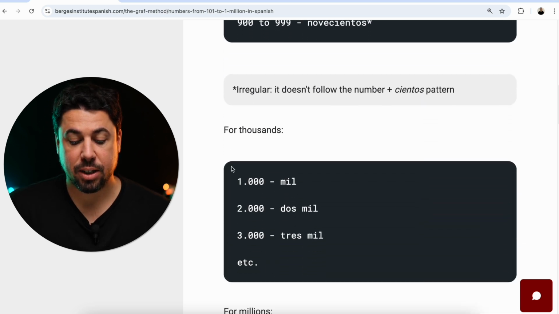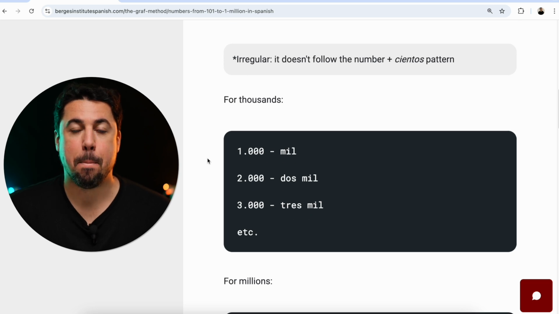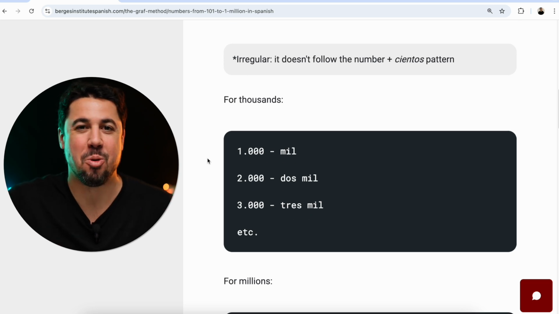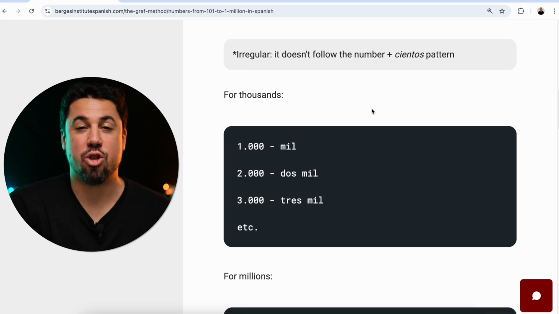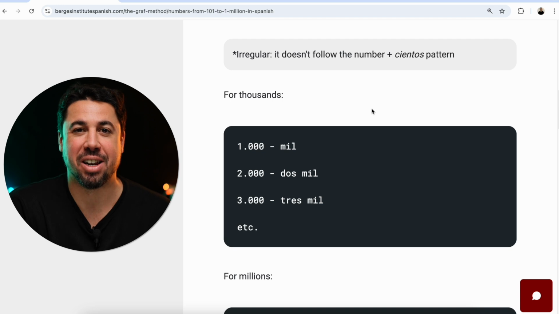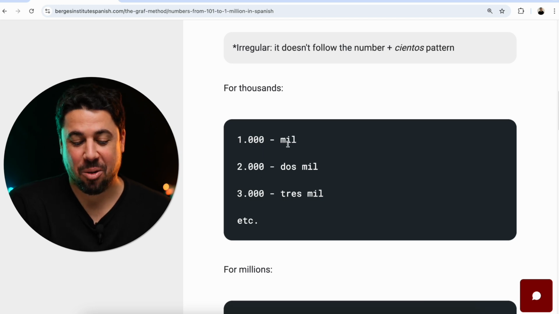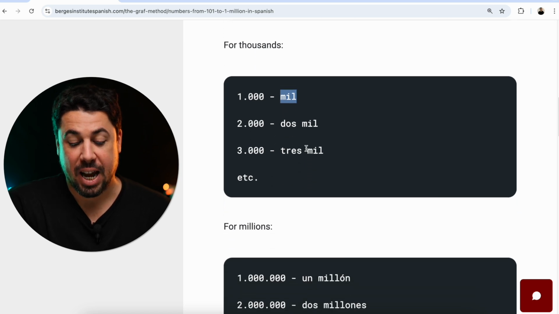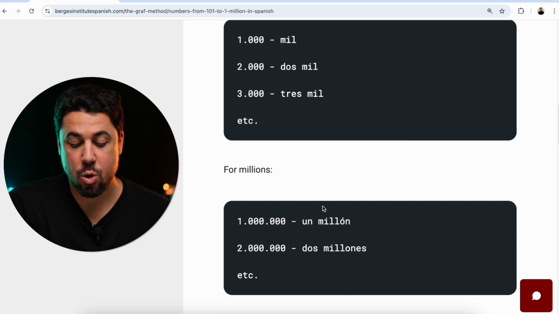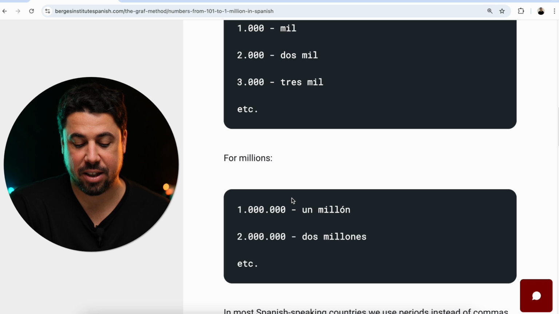So for thousands, 1000 is 1000, not 1 mil, just mil. Sorry, not uno mil or un mil or anything like that. It's just mil. So 2000, 2000, 3000, 3000. But again, don't forget that 1000 is just mil and not un mil. And then for millions, we have 1 millón, 2 millones, etc.